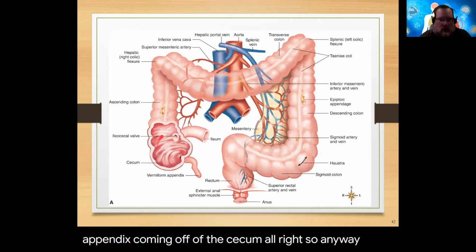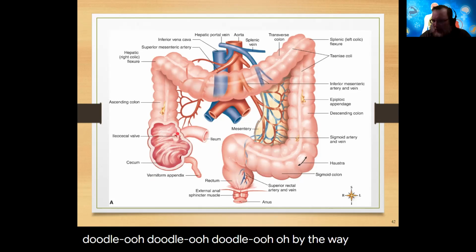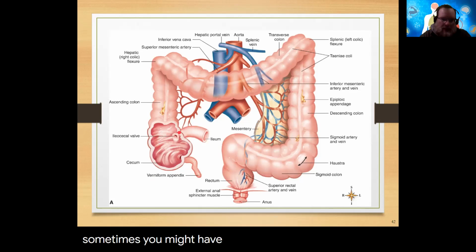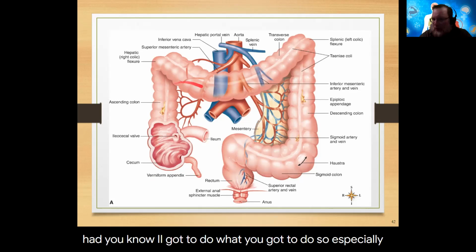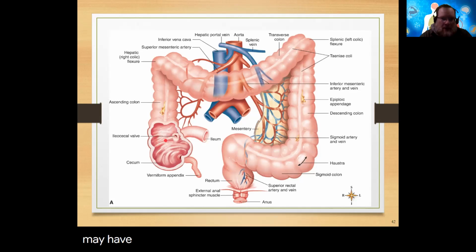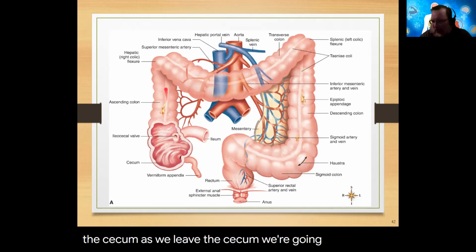All right, so anyway, by the way, sometimes you might have a colostomy bag or an ileostomy bag. If the whole colon's been removed or the colon is not functional, we may have to put a bag right down here coming right off of the ileum. Oof. Okay. That's rough. You got to do what you got to do. Especially some of our neurological patients, some of our Parkinson's patients may have to have one. So anyway, ileocecal valve, ileum into the cecum. As we leave the cecum, we're going to enter into the ascending colon.